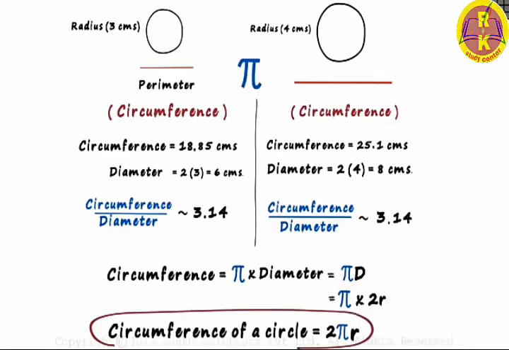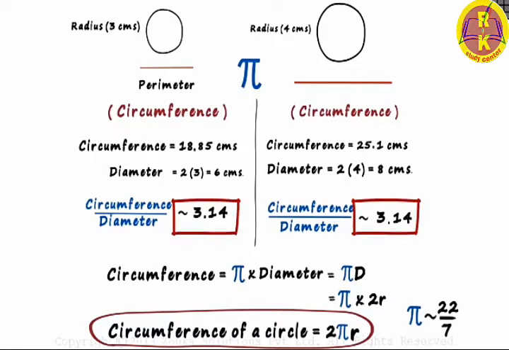This is a very important formula as it gives us the value of the circumference even if you just have the radius of the circle. There's another important thing about this special constant pi. We get the same value if we divide 22 by 7. So the value of pi approximately equals 3.14 or 22 by 7.